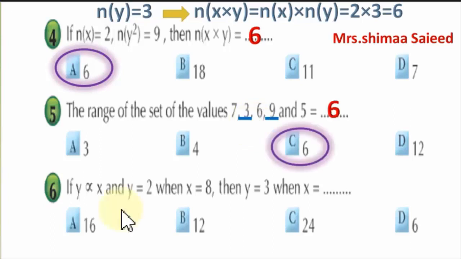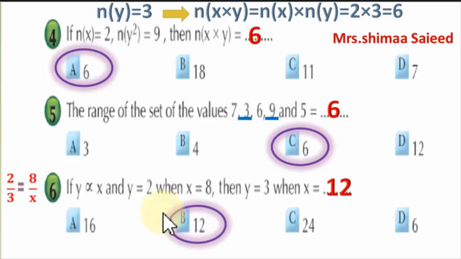Pay attention. y varies directly with x and y equals 2 when x equals 8. Then y equals 3 when x equals. The variation here is direct variation, and therefore y1 over y2 equals x1 over x2. So 2 over 3 equals 8 over x. So the product of means equals the product of extremes. 2x equals 24, so x equals 24 over 2, which is 12.